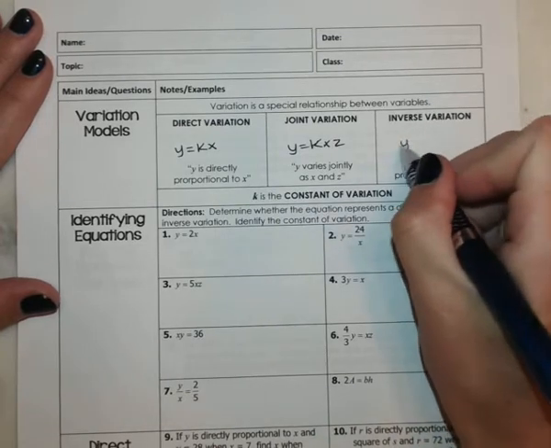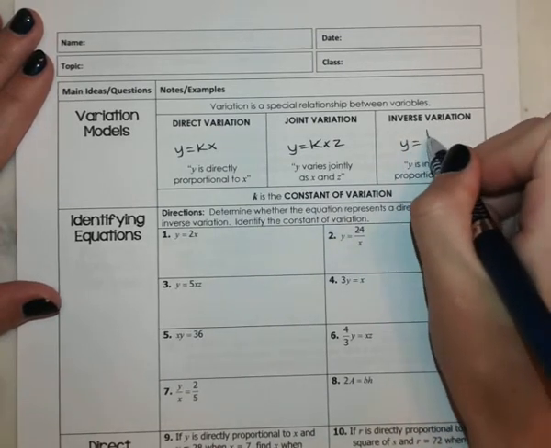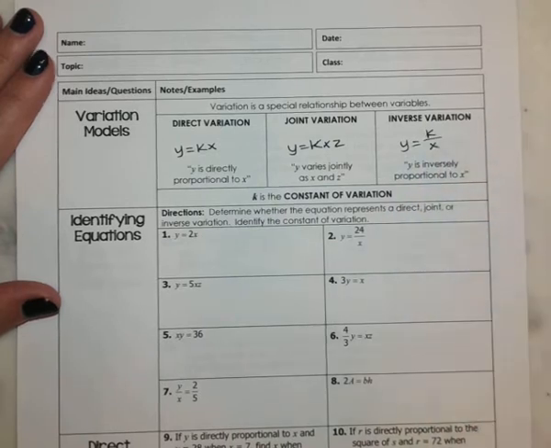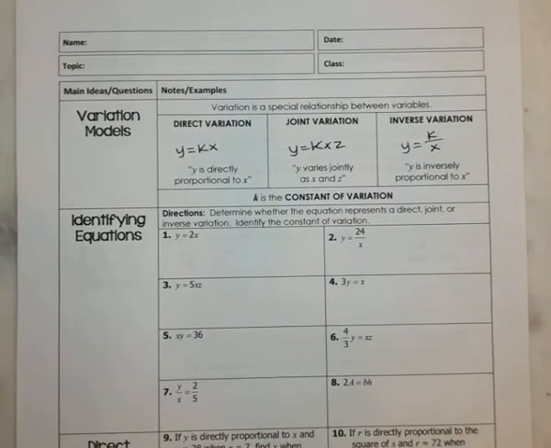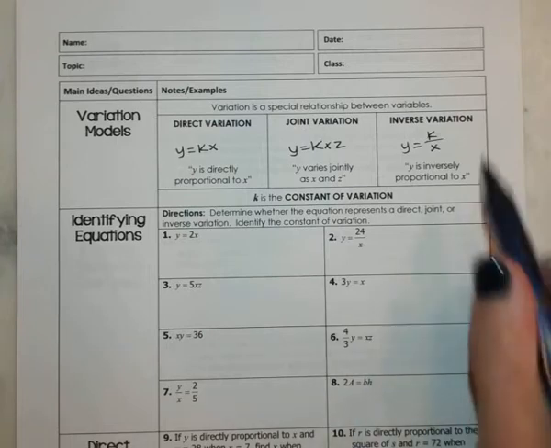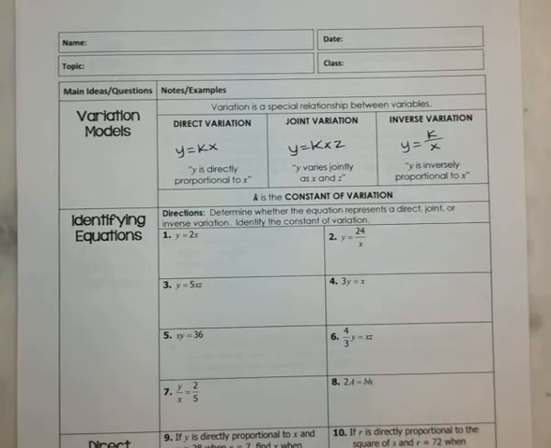The last one is inverse variation, which is y equals k over x. Y is inversely proportional to x. So this one has division. This could be an example like, however many yard people you have working varies inversely with the number of hours it will take to complete the yard work. The more workers you have, the less time it will take to finish the yard. So that's an inverse variation example.